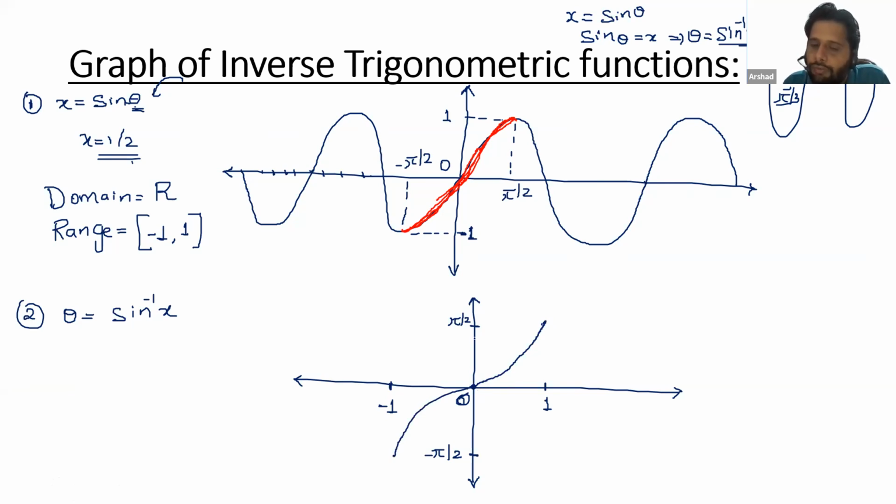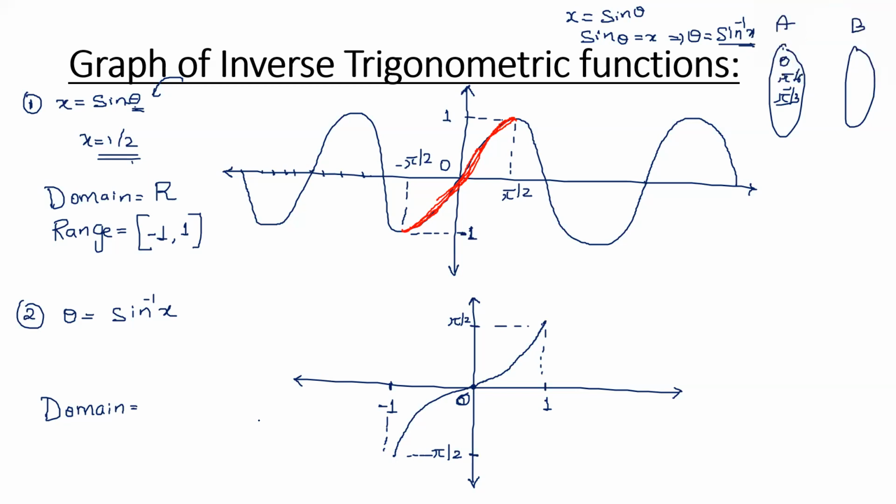Now angle will go on the y-axis, values will come on the x-axis. That means domain and range will also change. For theta is equal to sine inverse x, I already told you that domain will always lie on the x-axis. Now who can tell me the domain for this graph? For sine inverse x, who can tell me the domain? Is it pi by 2 to minus pi by 2? No, that was not correct. Yes, Abdur? Minus 1 to 1. Very good.